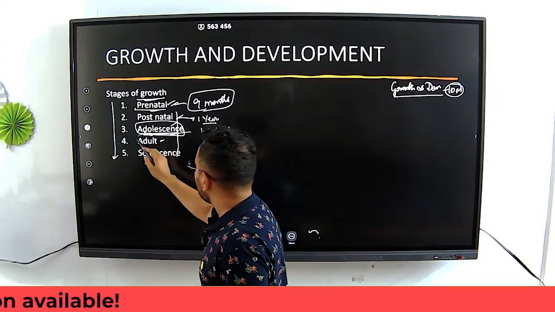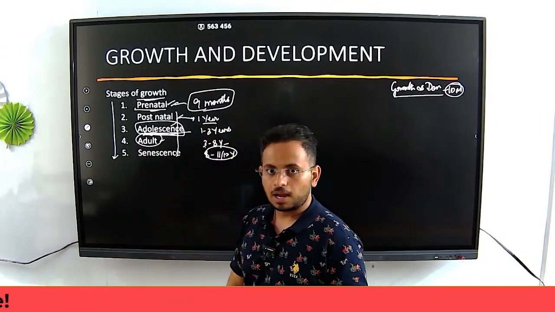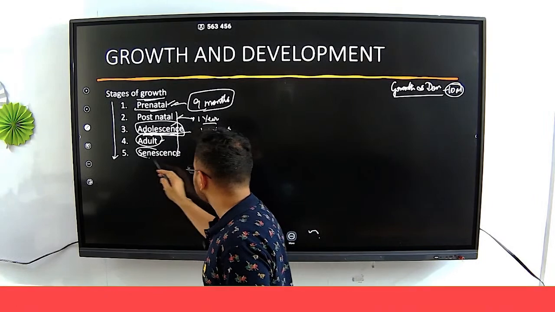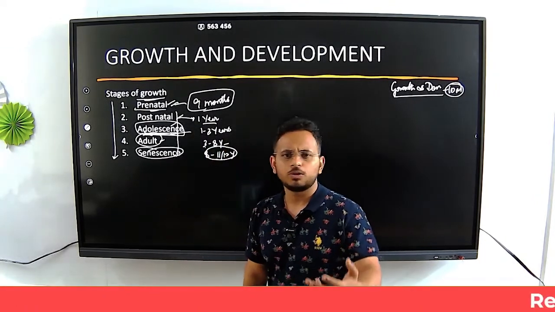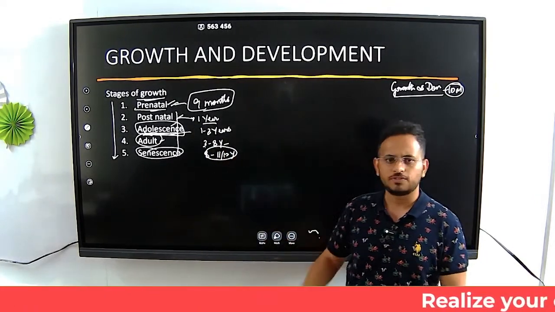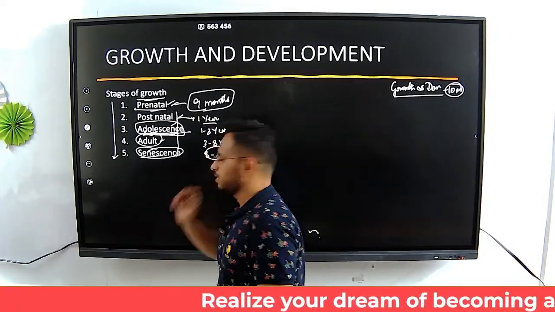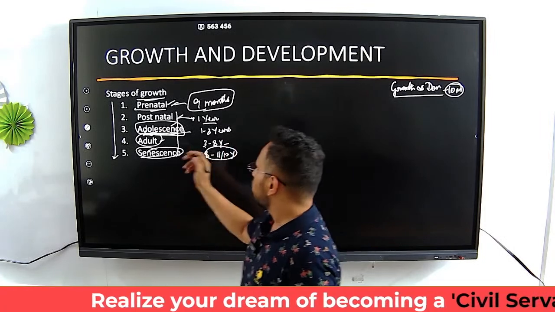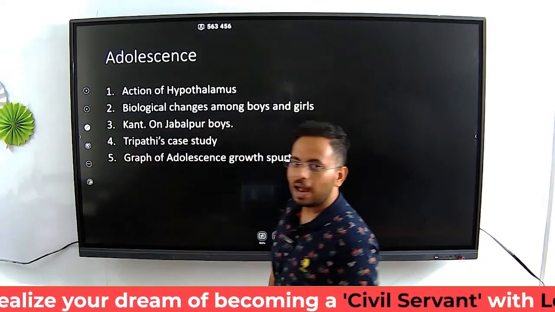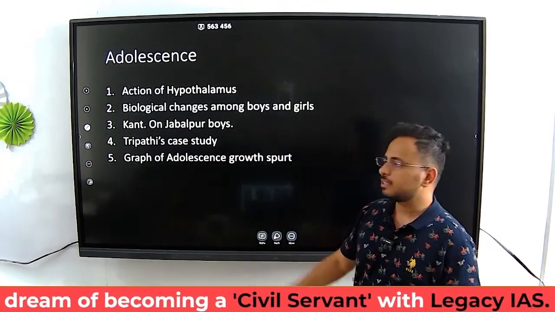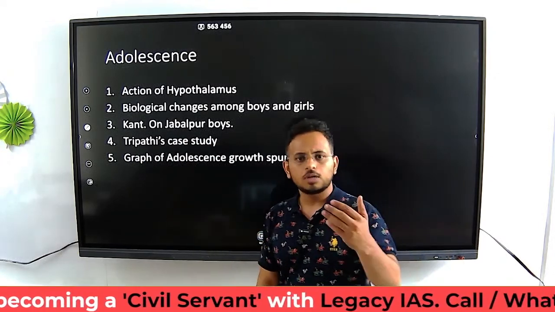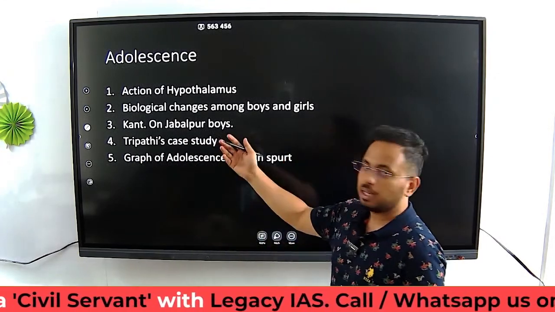After adolescence, we have the adult phase, and after the adult phase, we have senescence. See, senescence you can easily say is the senior citizen phase, like after the age of 50 or 55, that phase kicks in. So let's talk about adolescence and senescence in detail. See, this can be the question that you can expect: list down the stages of growth and also explain any two.